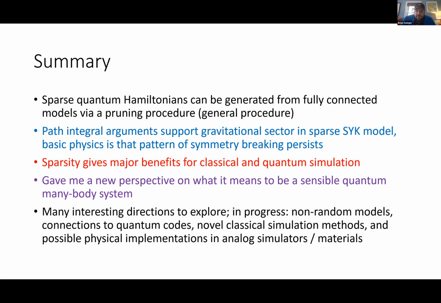And kind of a fun little thing, it gave me a new perspective on what it means to be a sensible quantum many-body system. And as I hope I convinced you at the end, there are a lot of interesting directions to explore. I'm particularly interested in this code point of view, but also implementation, and maybe novel classical simulation methods. For example, you can simulate systems on trees using tensor networks in various ways. So you could try to actually do a simulation of sparse SYK using the tree structure to do a large N simulation. That could be quite interesting. There are quite a few directions here.